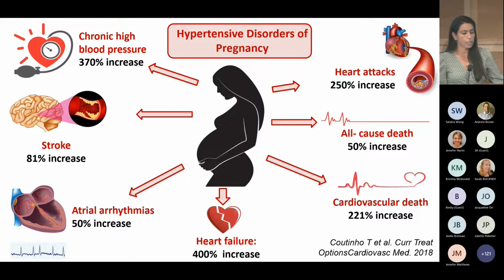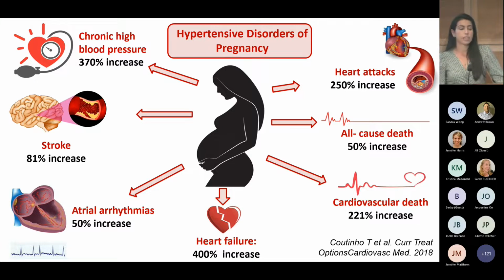Summarized here are some of the independent effects of having a hypertensive disorder of pregnancy on different cardiovascular diseases. For example, a woman with a history of HDP, which stands for hypertensive disorder of pregnancy, has about 3.7 times higher risk of chronic hypertension as compared to women with normotensive pregnancies. The risk of stroke is higher by 81%. There's a 50% increase in the risk of atrial arrhythmias. The risk of heart failure is 4-fold higher in this population, and that's not just around the time of pregnancy and delivery, or just peripartum cardiomyopathy. It's a risk that persists in the long term. Heart attack increases by 2.5-fold, and cardiovascular mortality is 2.2-fold higher.